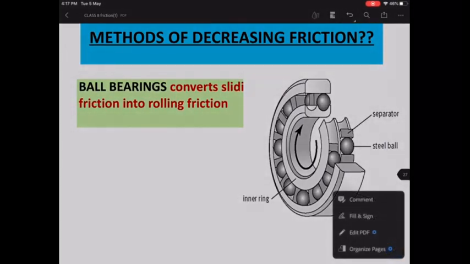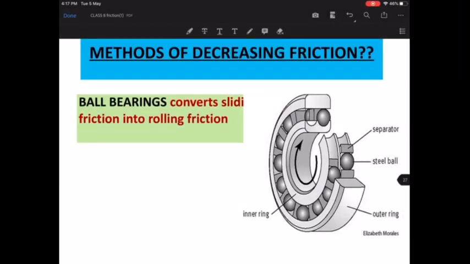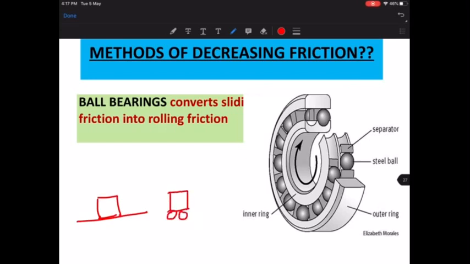Ball bearing is a device which is used to convert sliding friction into rolling friction. That means suppose something is sliding, it will convert that sliding movement into rolling movement, because you know rolling is the fastest. Suppose you have a box here. Is it easy to slide the box on a smooth surface, or is it easy to just roll it over some wheels and then move it from one place to another place?